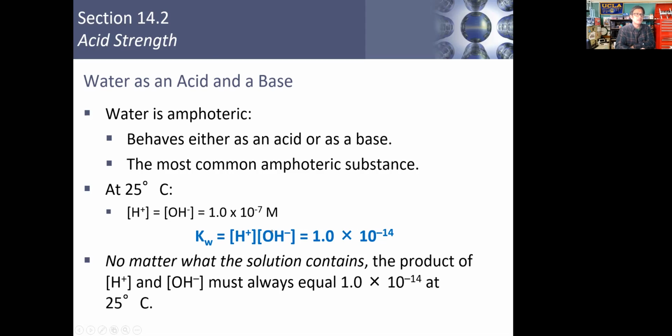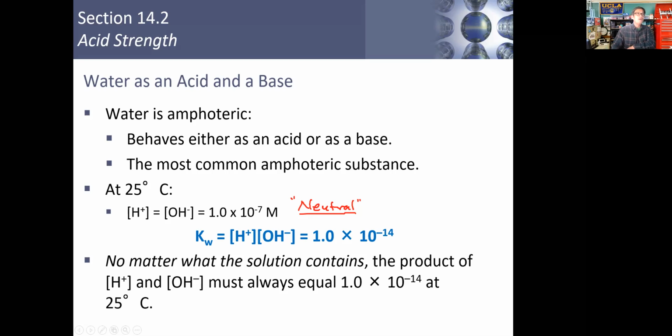But make sure you keep in mind that these concentrations are equal when the water is neutral. So this is always going to be true for neutral water, and we'll talk much more about that in just a moment. When we are at a neutral state, we have equal concentrations of hydrogen ions and hydroxide ions. However, we can change the concentration of one or the other, but as one changes, the other has to change as well, because this has to be constant. At 25 degrees Celsius, the equilibrium constant for water has to always be 1 times 10 to the minus 14.